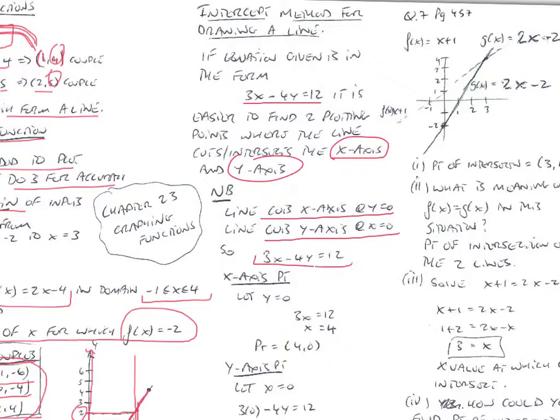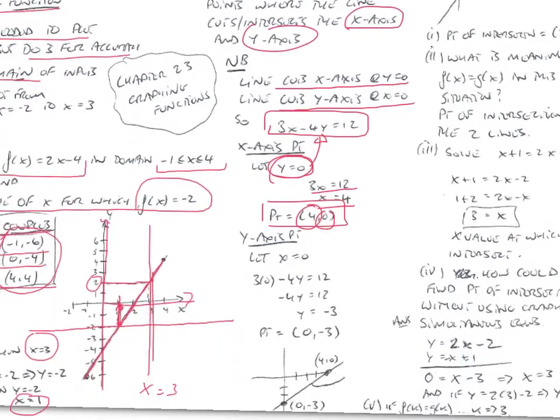So we have our function. To find where it cuts the x-axis, we let y equal 0 in the equation, and that means that 3x equals 12, x is equal to 4. So our point is 4, the x, and 0, the y. Okay, that's one point on the line.